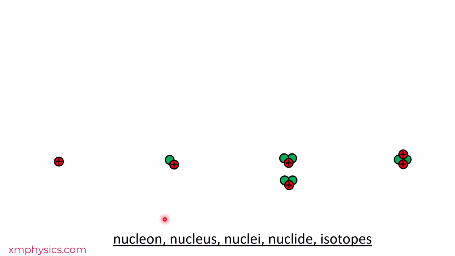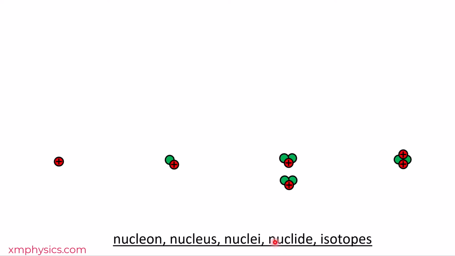Okay, to round up, let's make sure we know the difference between nucleons, nucleus, nuclei, nuclide, and isotopes. So firstly, how many nucleons do you see here? So that's 1, 2, 3, 4, 5, 6, 7, 8, 9, 10, 11, 12, 13. 13 nucleons. So remember, a nucleon can refer to a proton or a neutron. Next, nucleus and nuclei are the same thing, except that nucleus is singular, nuclei is plural. So this is one nucleus, this is another nucleus. Altogether, I see 5 nuclei here.